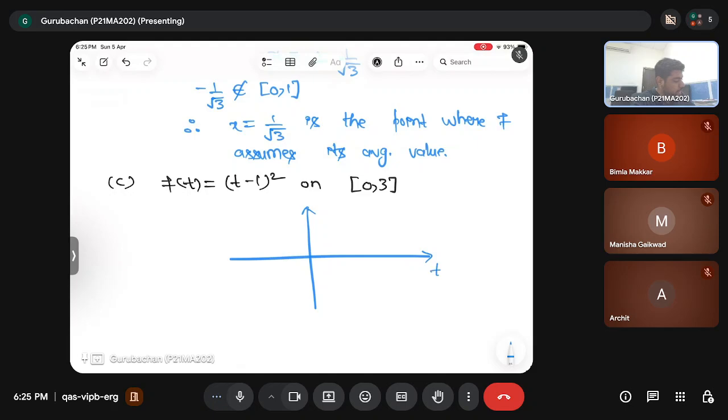So it will be f of t, so it is (t minus 1) whole square. So you can say at t equal to 1, your f of t will be 0, and the graph will be touching the x-axis there.